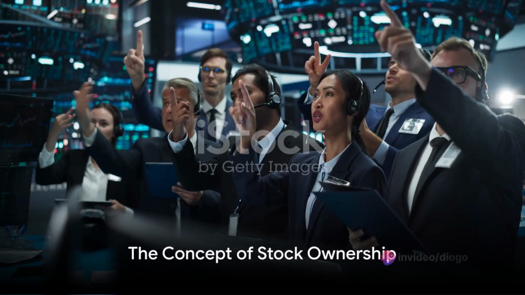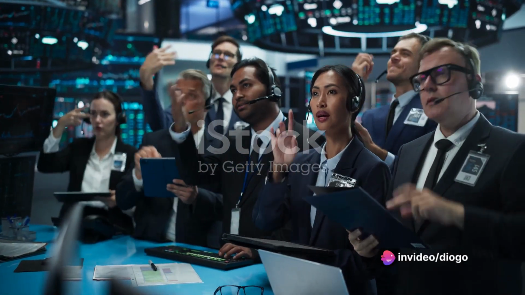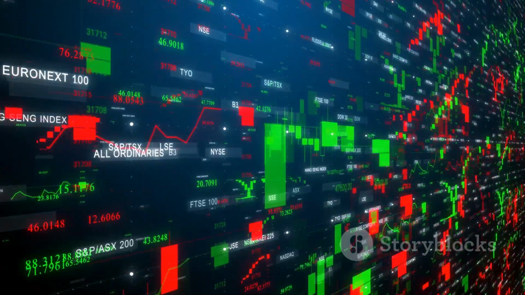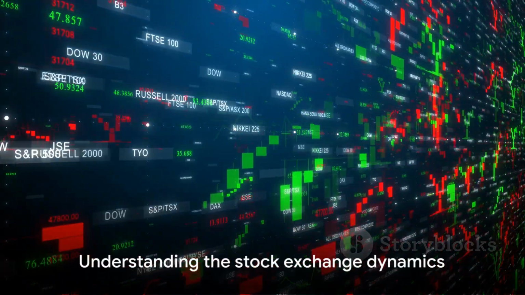Have you ever pondered over the intricate relation between a single share of stock and a larger business entity? Or how these shares shuffle hands in the bustling virtual marketplace we know as the stock exchange? If so, you're in the right place.